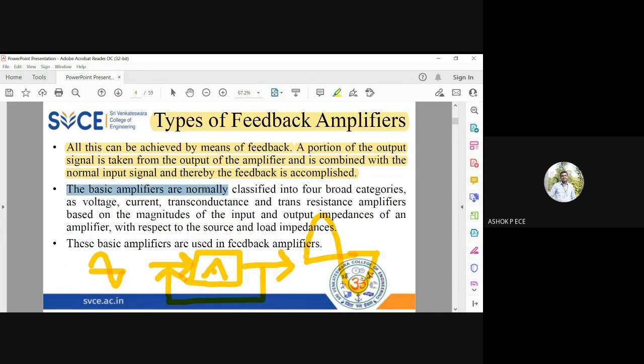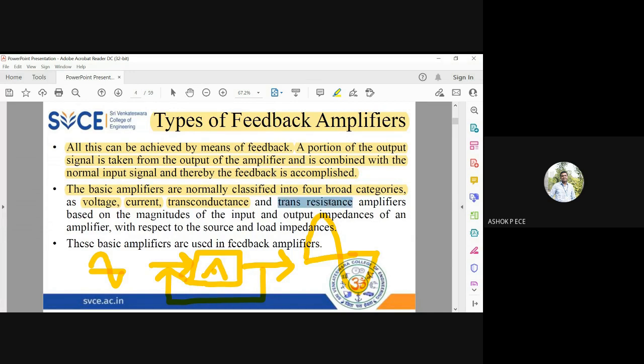For the basic amplifiers, there are 4 categories, as we have seen earlier. For a voltage amplifier, you have voltage gain: output voltage by input voltage. For a current amplifier, you have current gain: output current by input current. For a transconductance amplifier, the formula for conductance is I by V. Trans means one parameter is the output and one parameter is the input. Gain always has the output in the numerator and the input in the denominator. So transconductance means I out by V in.